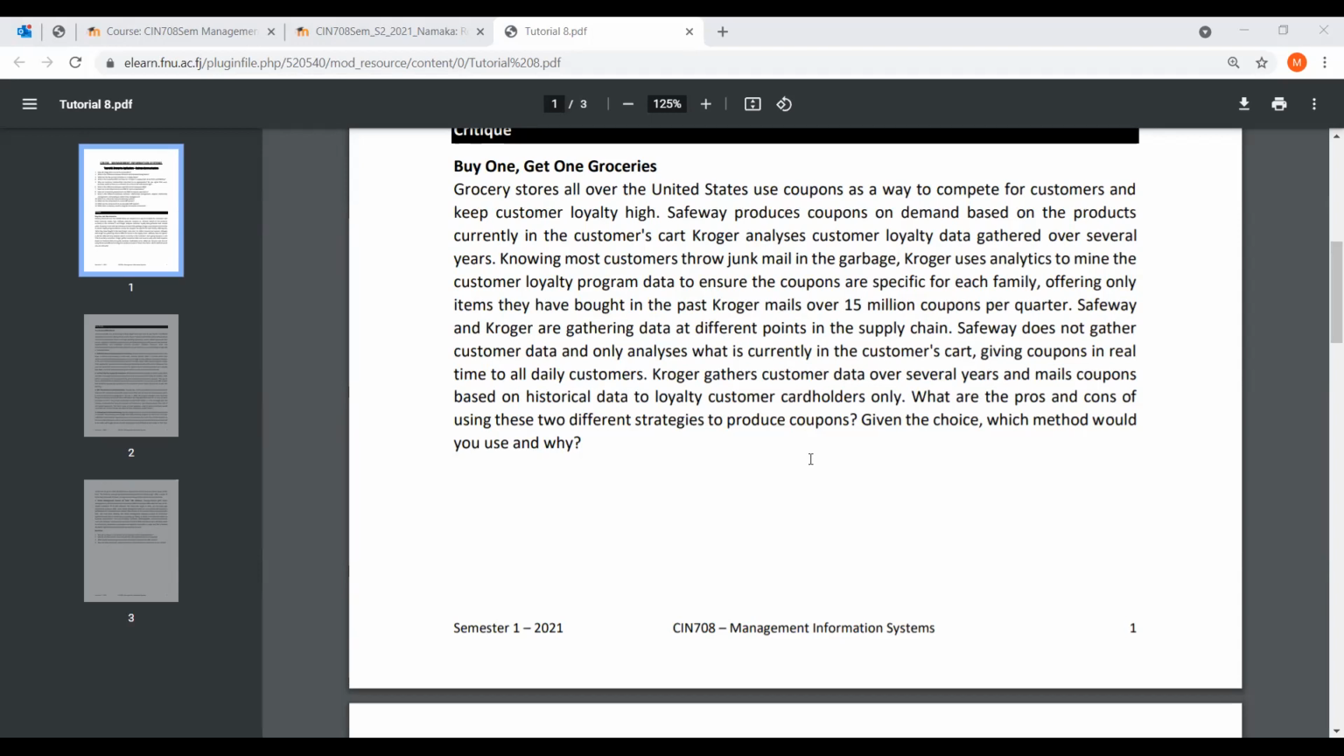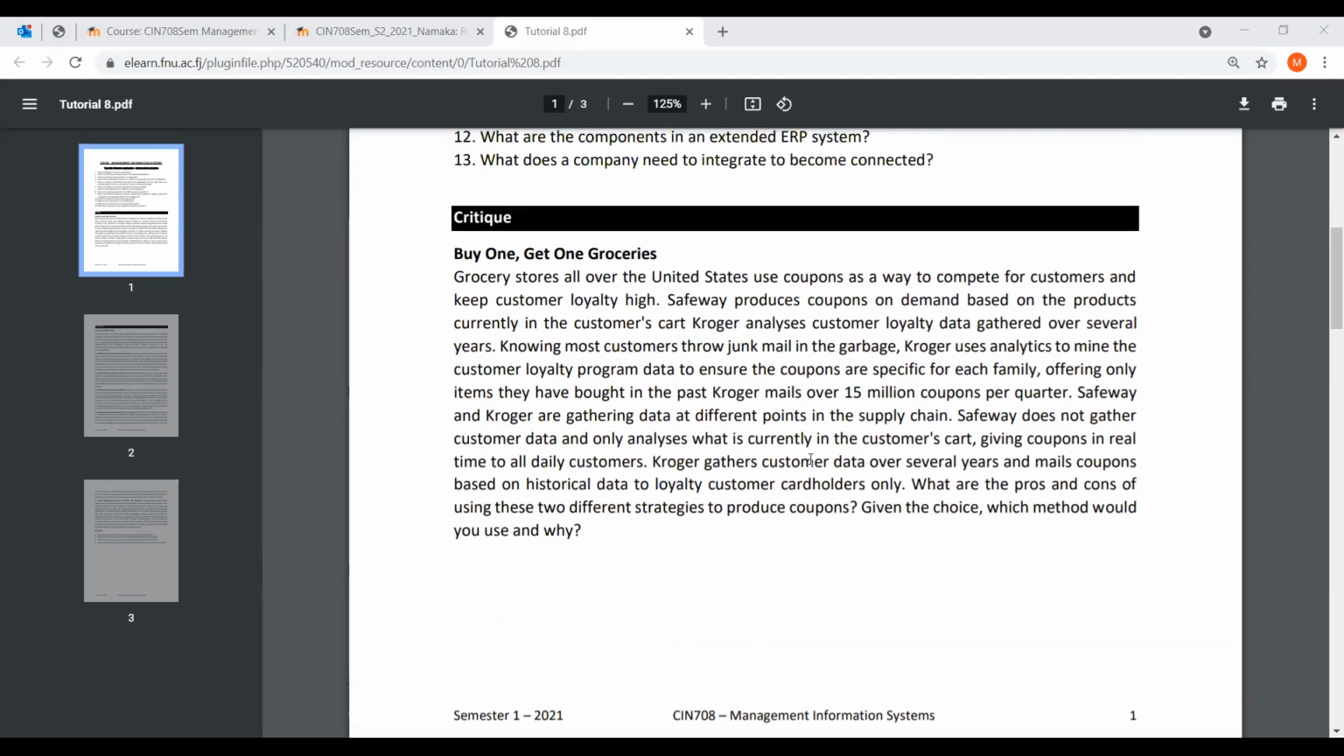All right, so without much delay, let's hop into the very first thing, or the very first checklist item from our class today, which is critique. We'll read this out, and based on that, we'll try to draw out some critique. Grocery stores all over the United States use coupons as a way to compete for customers and keep customer loyalty high.